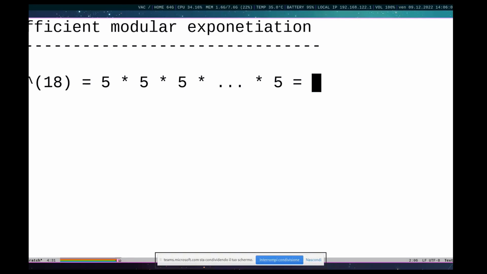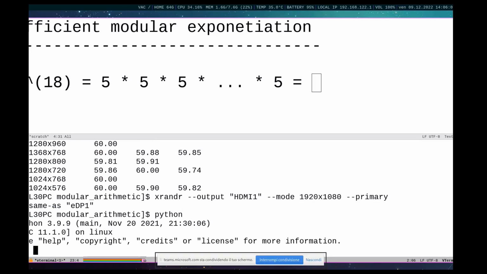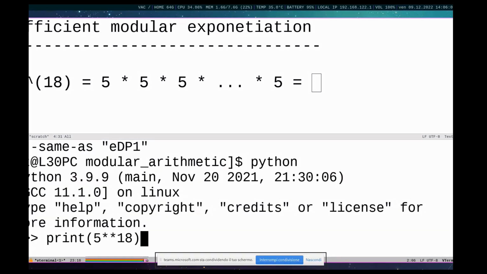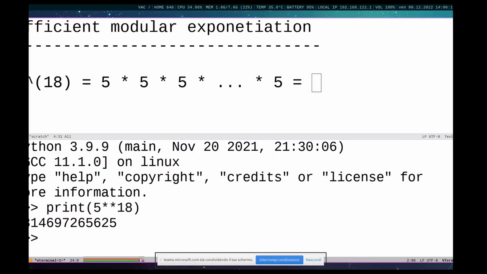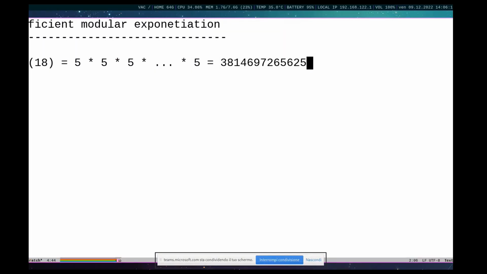So here I can simply use Python. I can do print 5 to the 18. In Python, exponentiation is a double asterisk, and I get this big number. So this is what you study in elementary or middle school, I don't remember, and this seems okay.